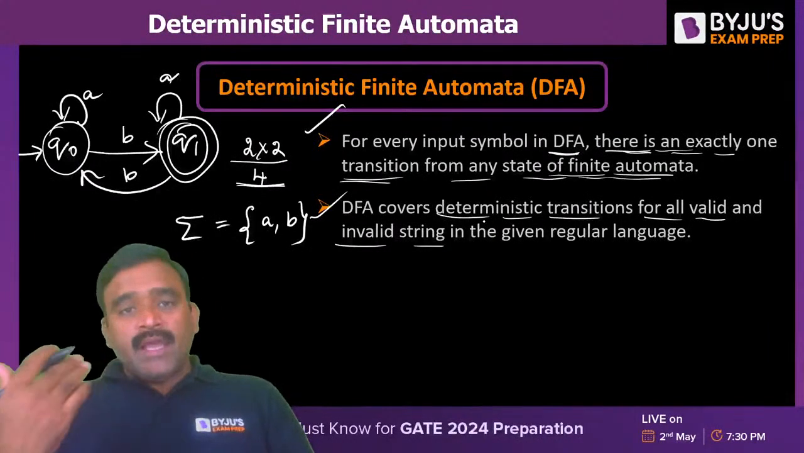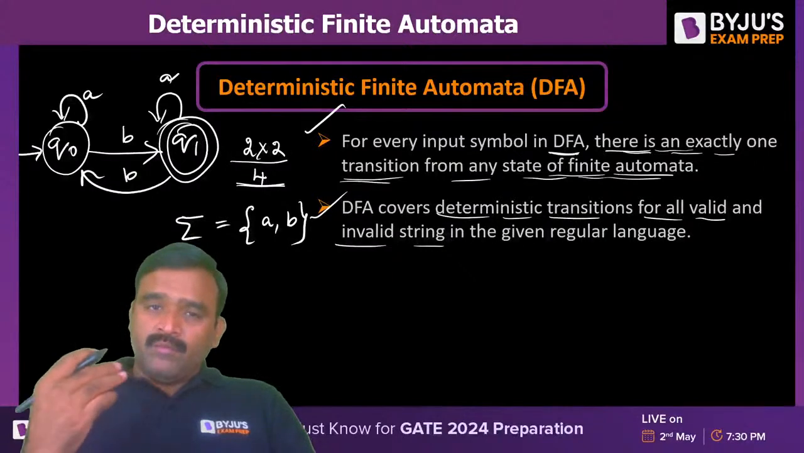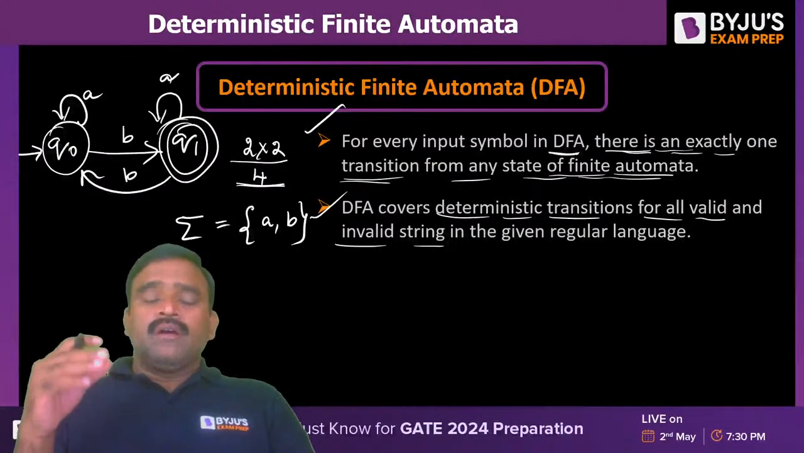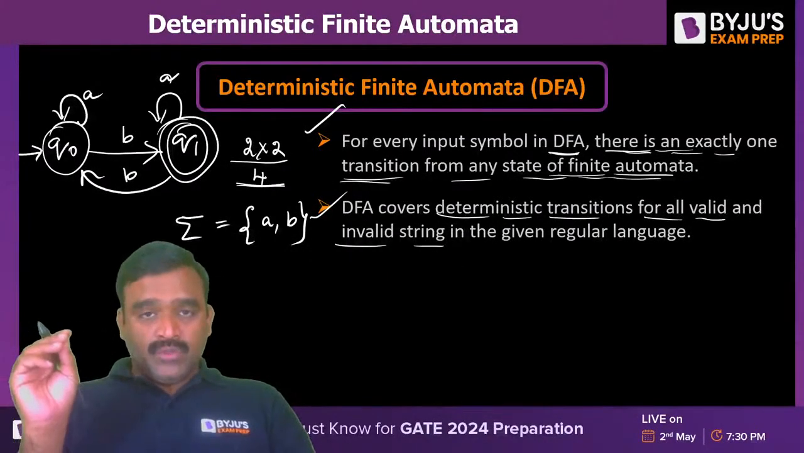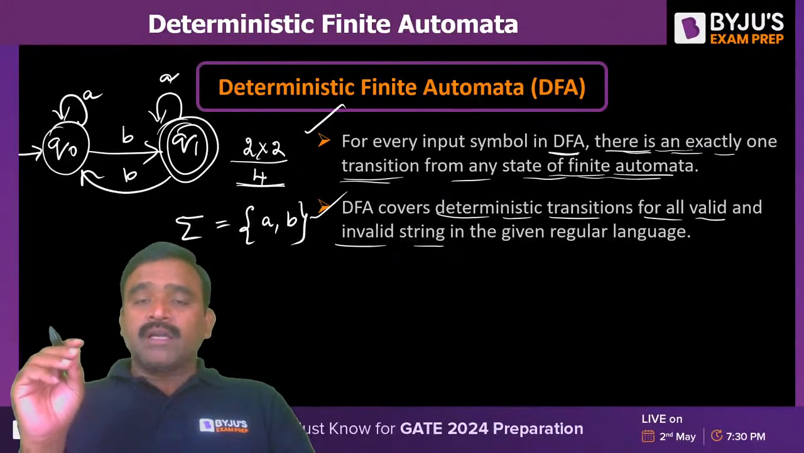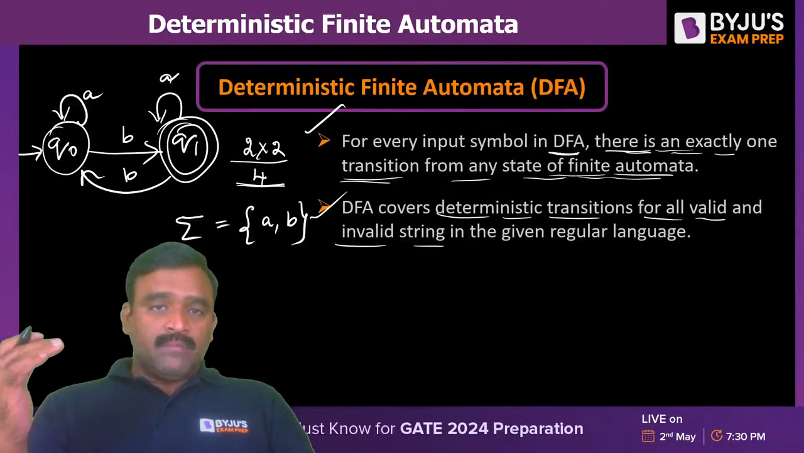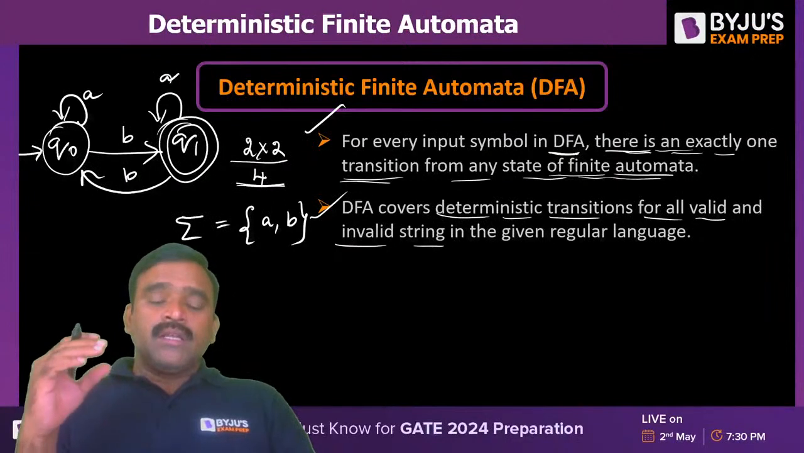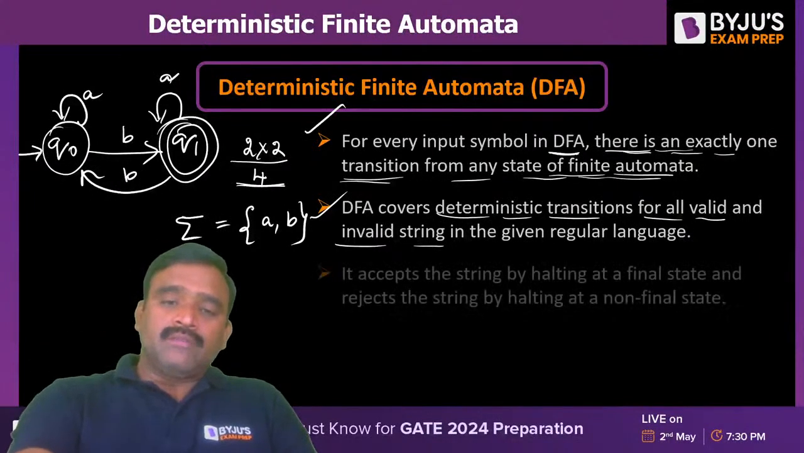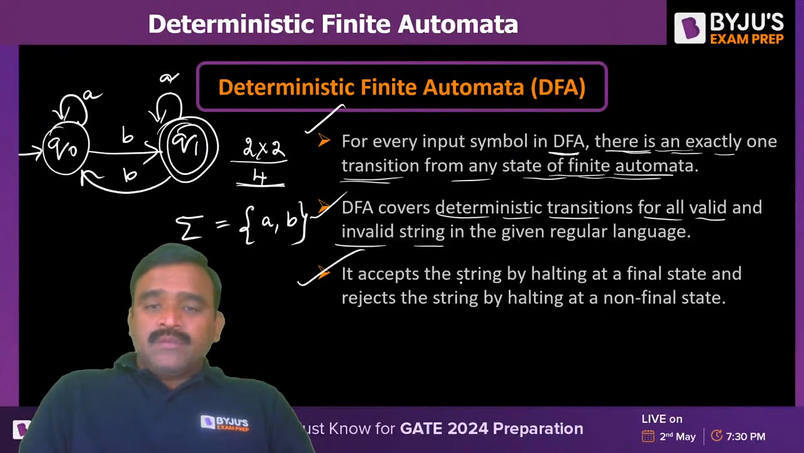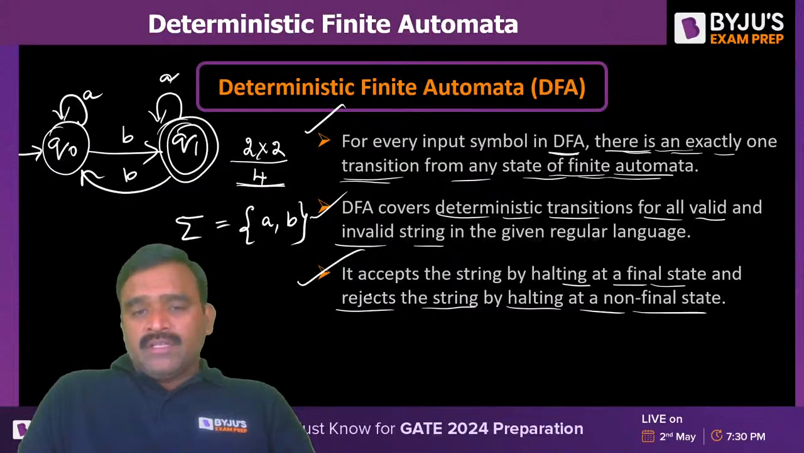So whether it is an NFA or DFA or NFA with epsilon moves, all these things are recognizers of regular languages only. It can't recognize non-regular languages. The power of finite automata is the capacity to recognize regular languages, and it accepts the string by halting at a final state and rejects the string by halting at a non-final state.